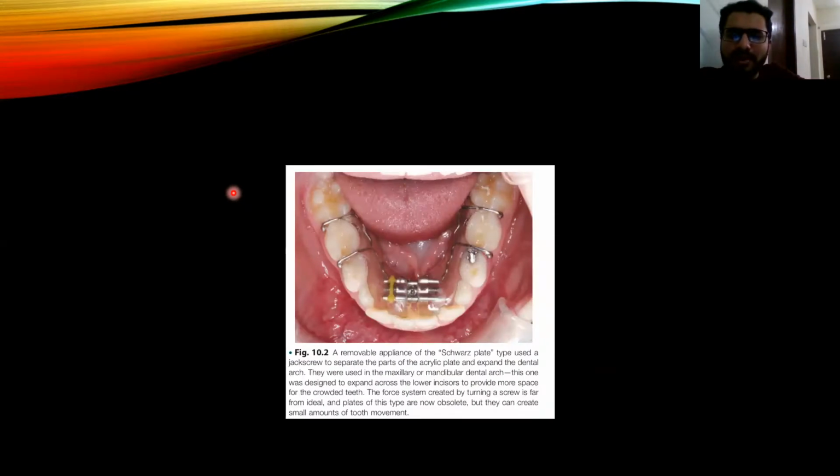Mandibular expansion plate device is what? Schwarz appliance. Very important. This is mandible, obviously there's an expansion plate there. Mandible removable appliance, or if they give a screw in the lower arch, it will be Schwarz appliance.